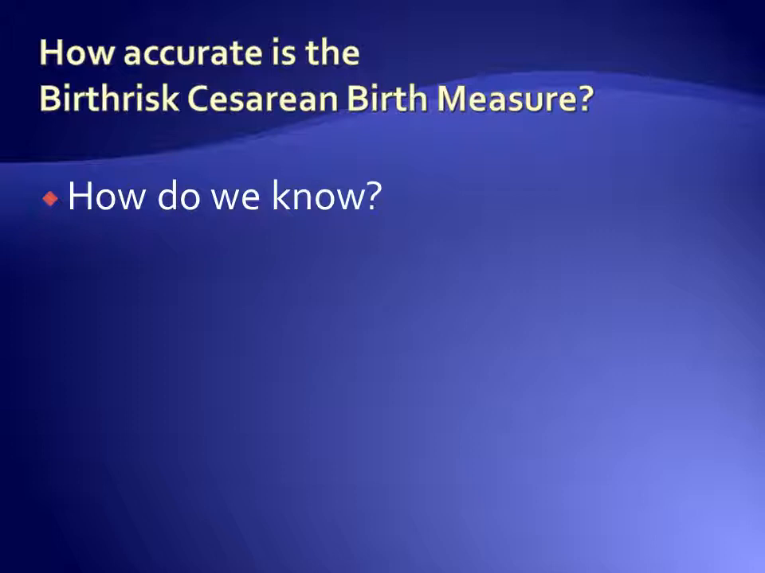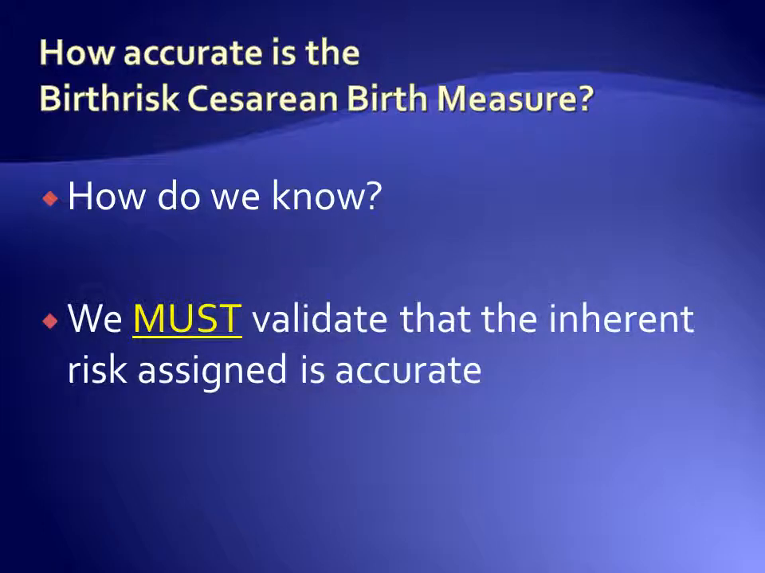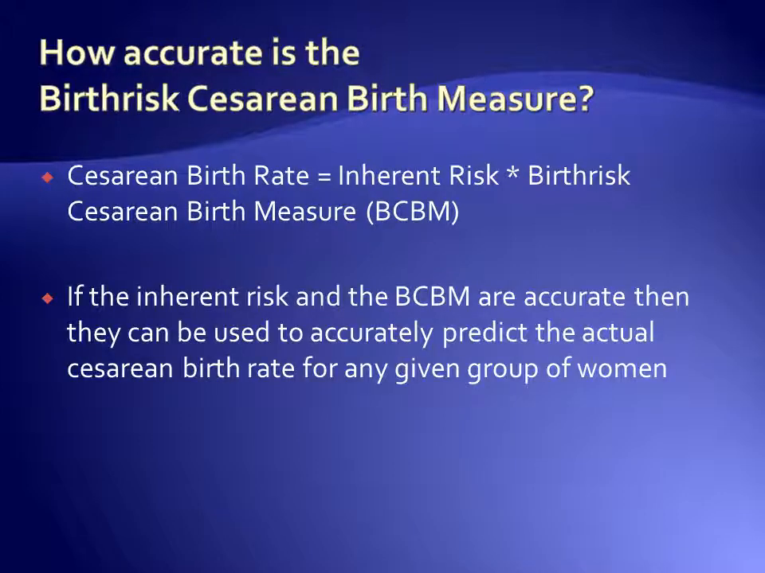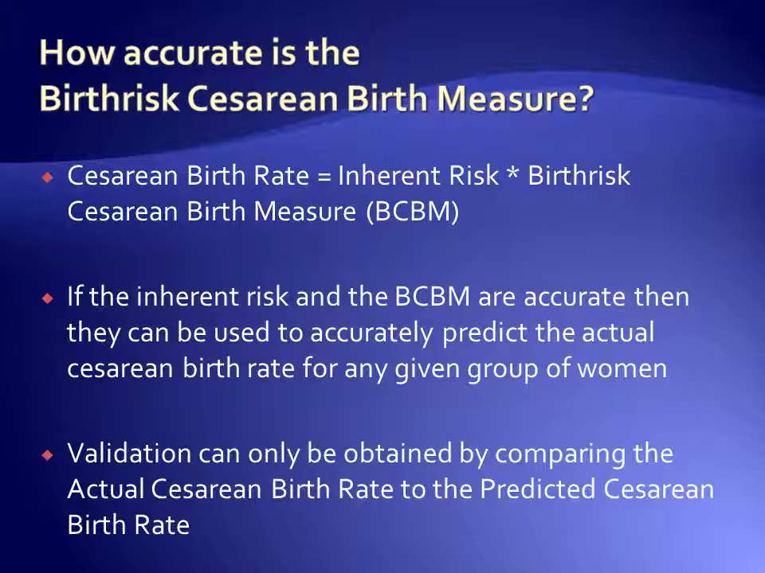I have shown you how I created the Birthrisk Cesarean Birth Measure, but how do we know it accurately measures the risk applied by the obstetrical care provider to their population of patients? The answer is that we must validate that the inherent risk assigned is accurate. To do this, we must go back to our original equation. If the inherent risk and the Birthrisk Cesarean Birth Measure are accurate, then they can be used to accurately predict the actual cesarean birth rate for any given group of women.